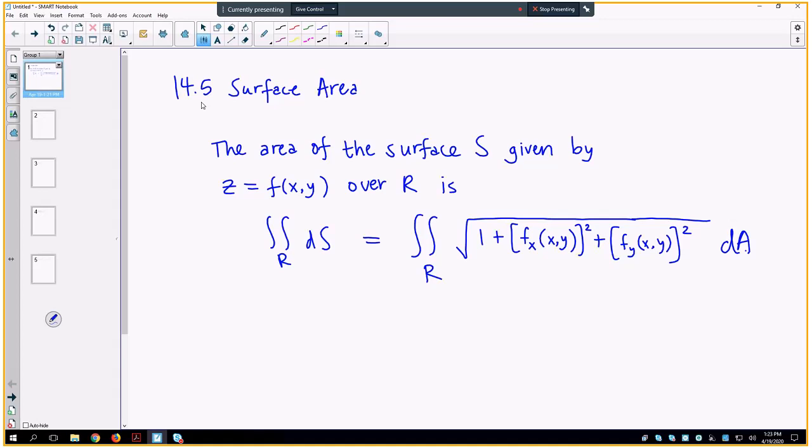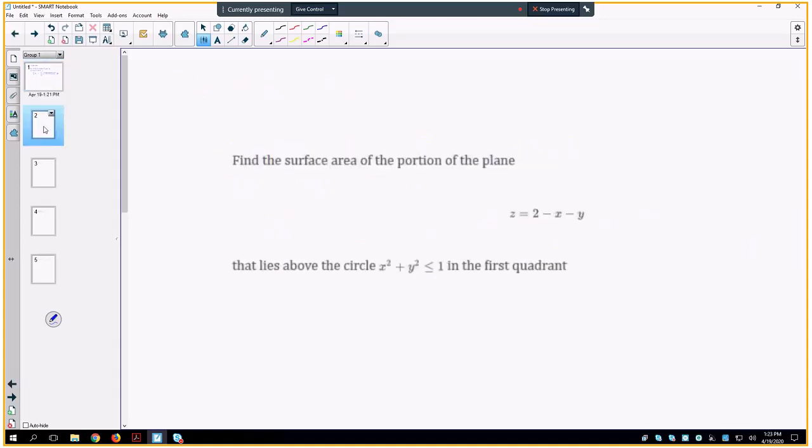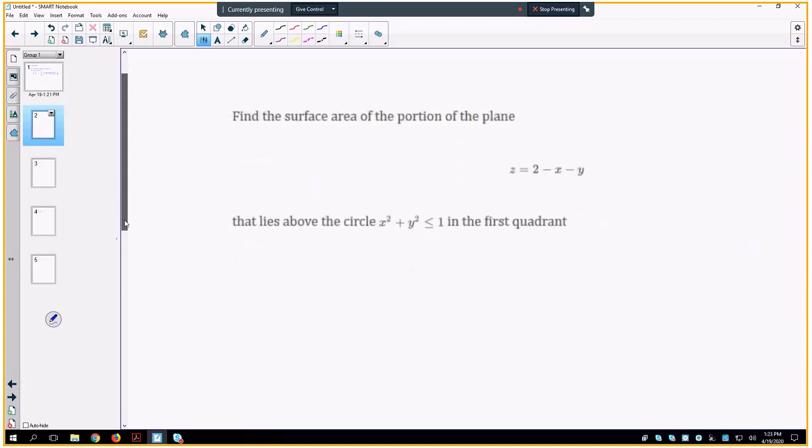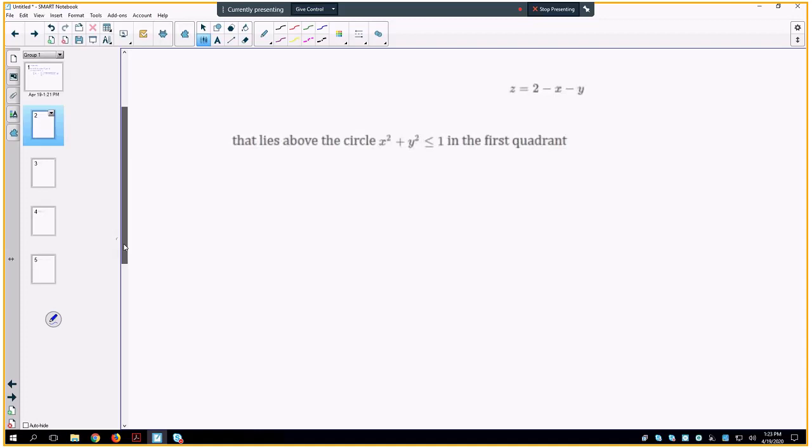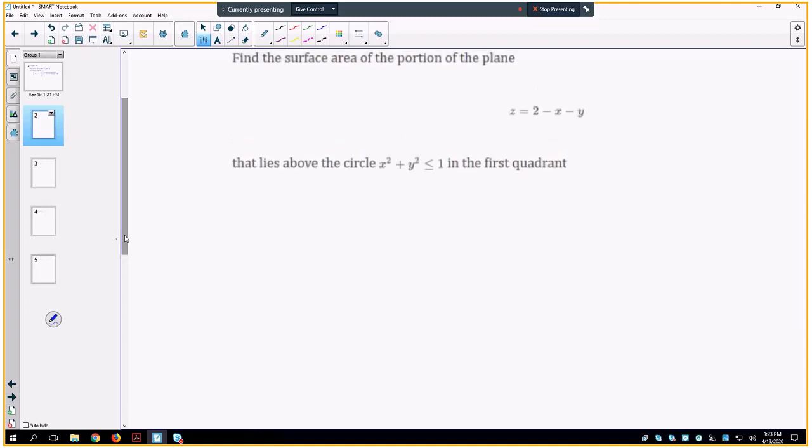Okay, so let's look at a first example here. Find the surface area of the portion of the plane z equals 2 minus x minus y that lies above the circle x squared plus y squared less than or equal to 1 in the first quadrant. So the circle x squared plus y squared less than or equal to 1 is the unit circle, and we're in the first quadrant. So this is the region over which we're integrating, but what we're going to be finding is just the surface area of that plane sitting above that region.